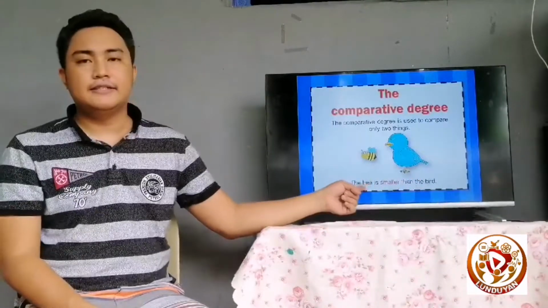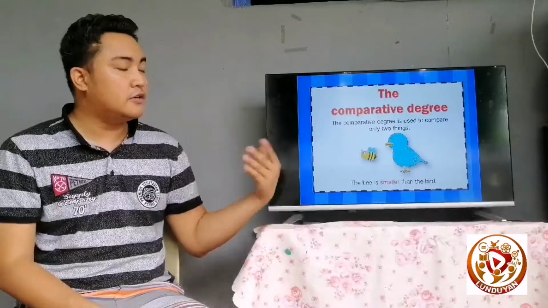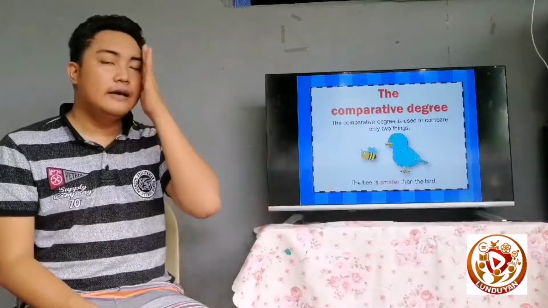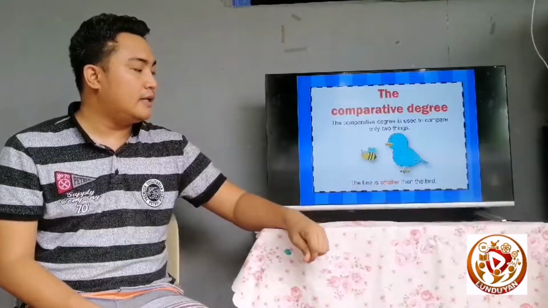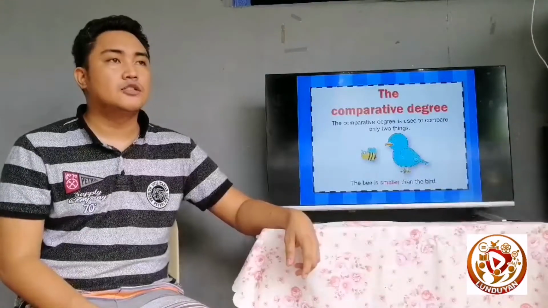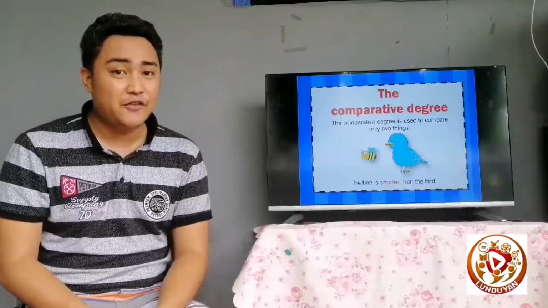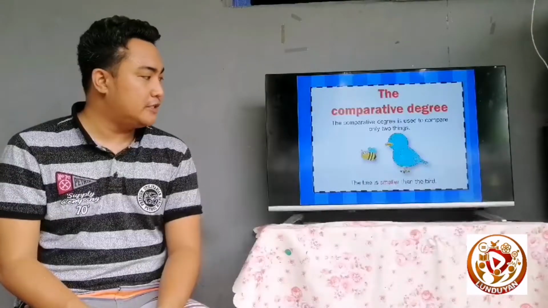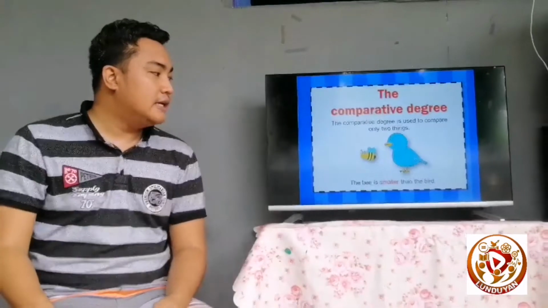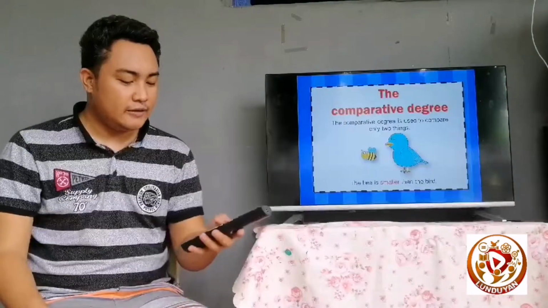Now, look at the sentence. Is there any difference between the positive degree sentence and the comparative degree sentence? Very good. If we look at the highlighted one, it actually has an ER at the end of the adjective. So when we compare two things, we usually add ER at the end of the word that we use to describe. So for example, small, smaller. Now let's read the sentence. The bee is smaller than the bird. Very good. Now let's continue.